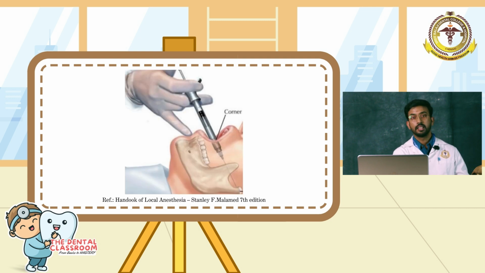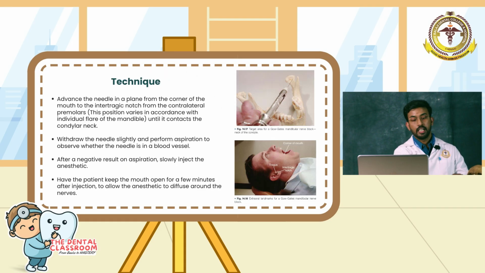So, marking the extraoral intertragic notch and the corner of the mouth, making a plane, we have to approach from the contralateral side from the premolar region, and the needle is placed in the direction parallel to the plane formed by the corner of mouth and the intertragic notch. Advance the needle in this plane from the contralateral premolar side until it contacts the condylar neck.